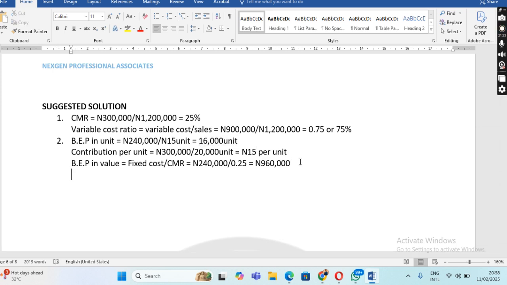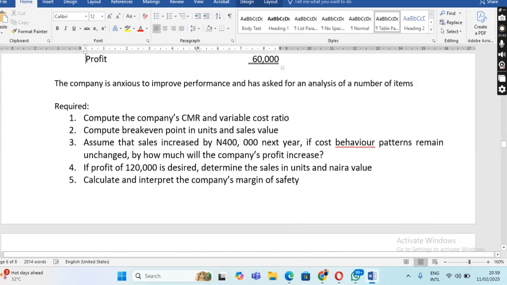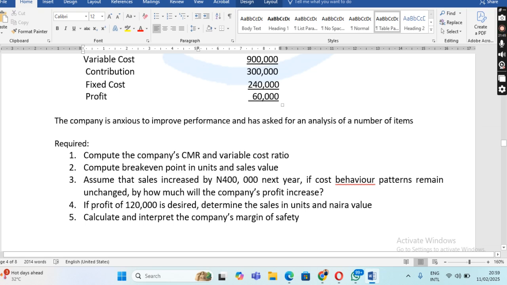So quickly, let's check number 3 from our requirements. What is the next requirement? Number 3: assume that sales increase by 400 naira next year, if cost behavior patterns remain unchanged, that is, if the cost remains unchanged. By how much will the company's profit increase?